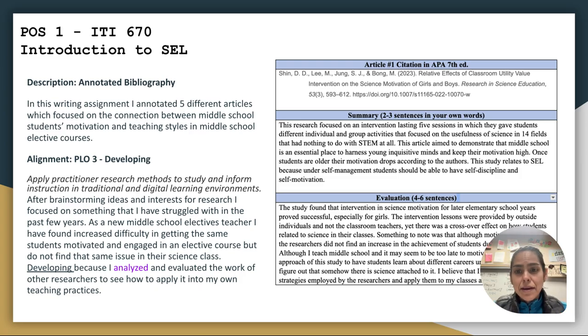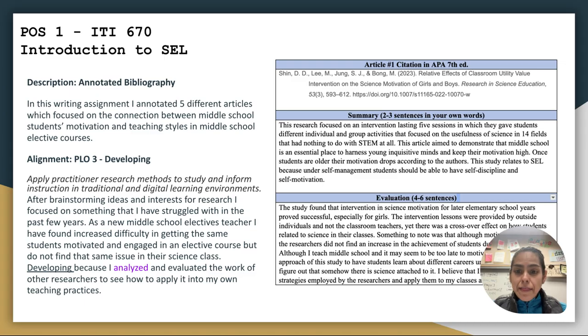So for ITI 670, I chose an annotated bibliography. We had to annotate 5 different articles, which focused on the connection between middle school students' motivation and the teaching styles of middle school elective courses. This again has been another emphasis of mine. I recently began teaching our science electives of STEAM and robotics, and I was finding that I struggle with motivating students much more than I would in a core academic class.